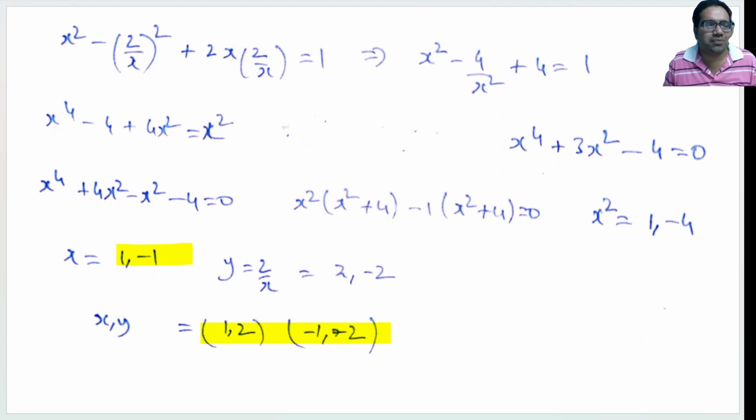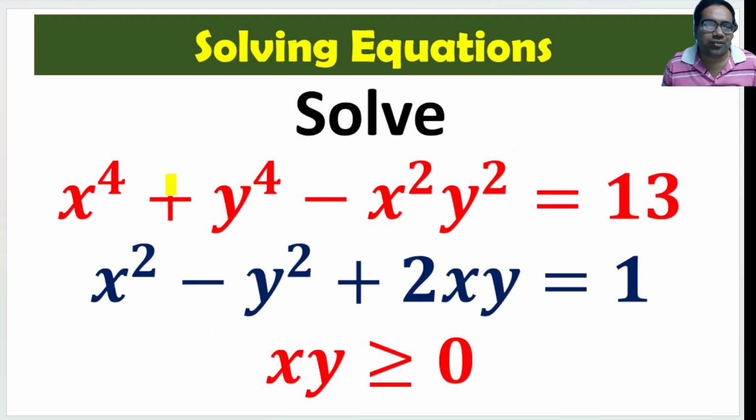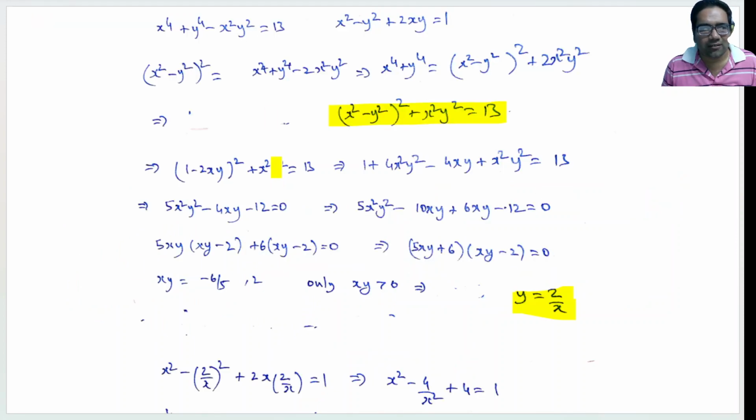This is a very simple problem. The only thing that we have to do is convert x^4 + y^4 in such a way that we get it in terms of x^2y^2, and wherever we are getting x^2 - y^2, we express it in terms of 1 - 2xy. So ultimately, with this, we are able to get xy equals 2, right, y equals 2 by x.